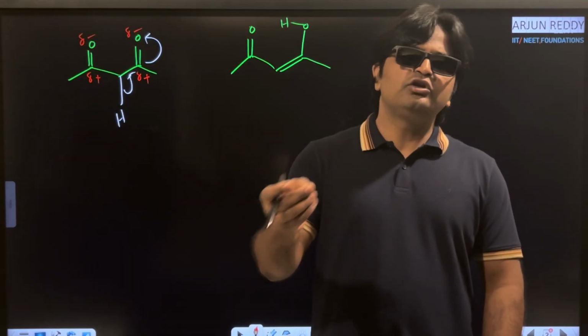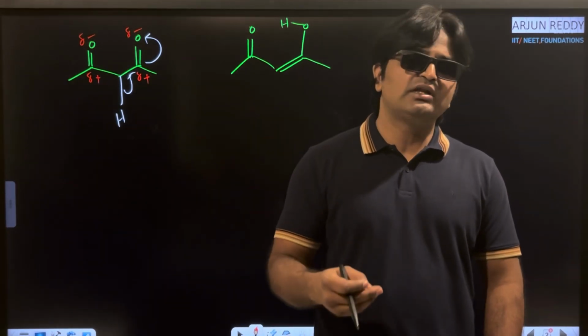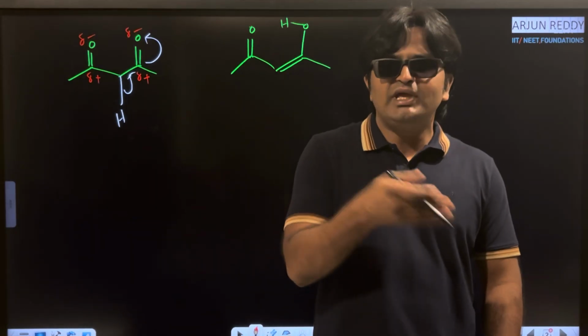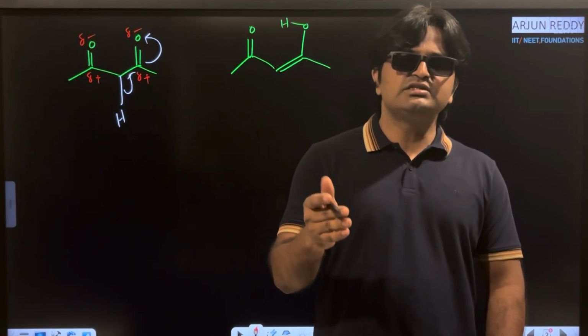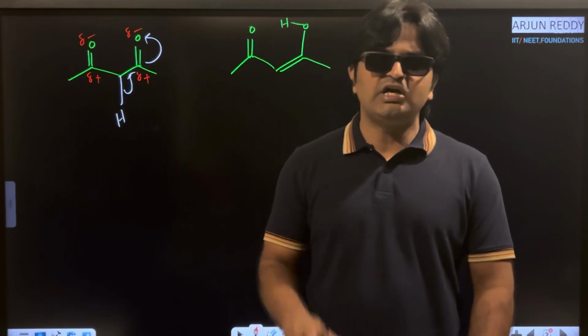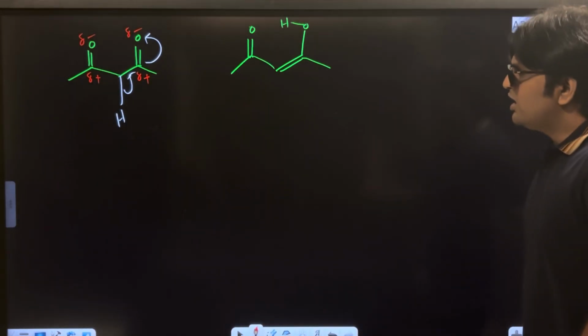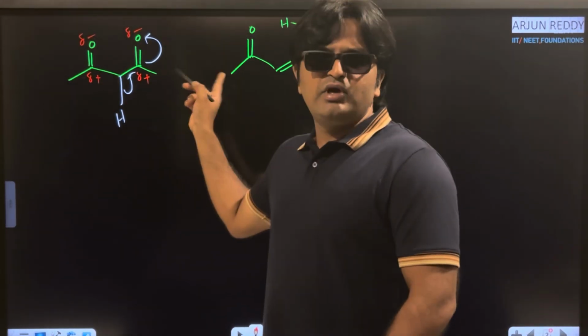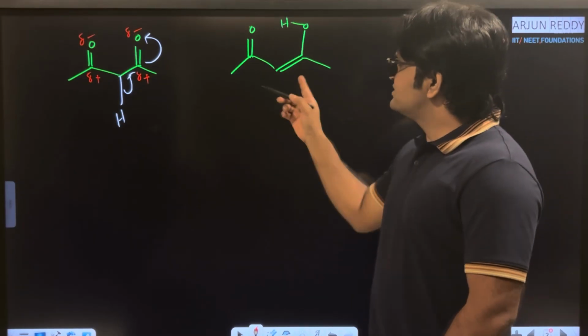But why is that keto form converting into the enol form? What are the advantages of the enol form over the keto form? What is the reason for converting keto form into enol form? That we will see now, right? Now, just to observe these two, keto form and enol form. What is the first advantage?